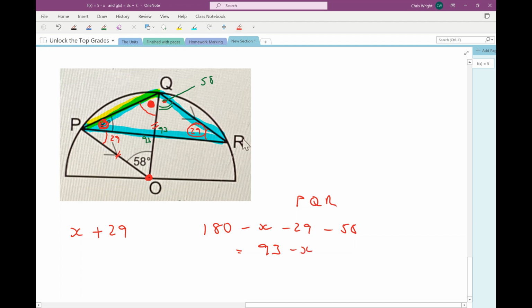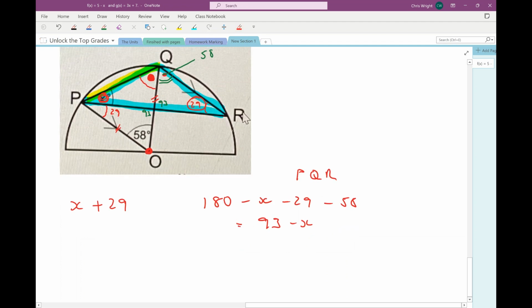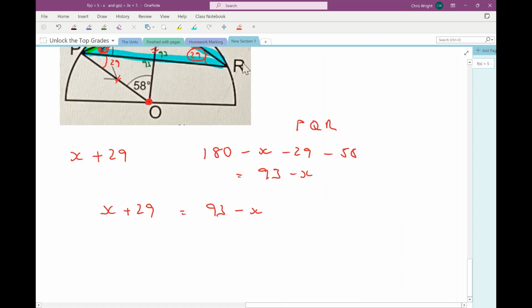So haven't I found two different expressions for the angle PQO? It could be x plus 29, or it could be 93 minus x. So here's an equation that I can solve. Add x to both sides, minus 29 from both sides. Here's an equation I can solve to find x.